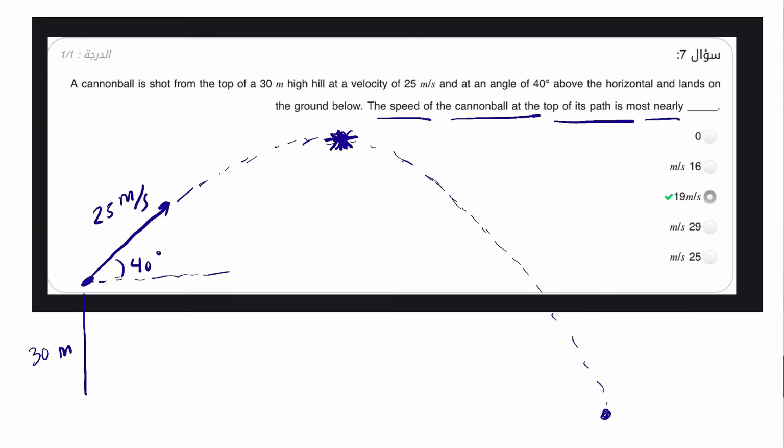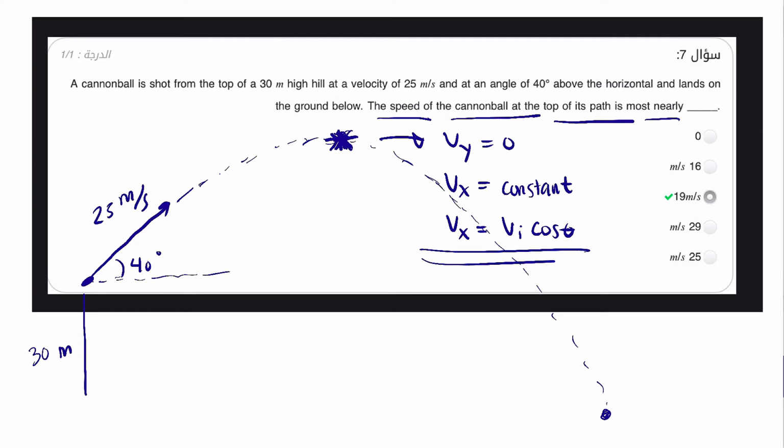We know that at this point here, the projectile's vertical velocity is actually 0, because once the object is at its maximum height, the vertical velocity is 0. On the other hand, our Vx is actually constant. And Vx can be solved using the equation Vx is equal to Vi cosine theta.